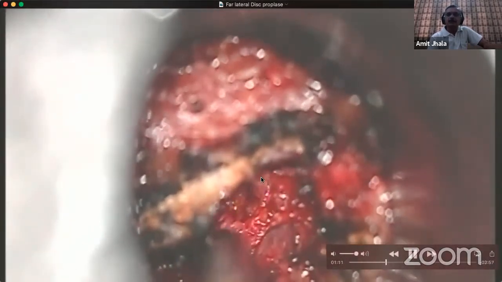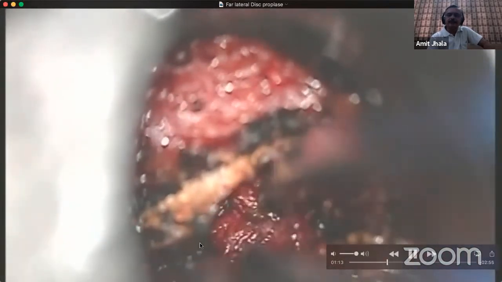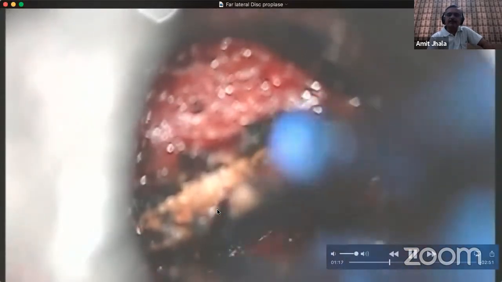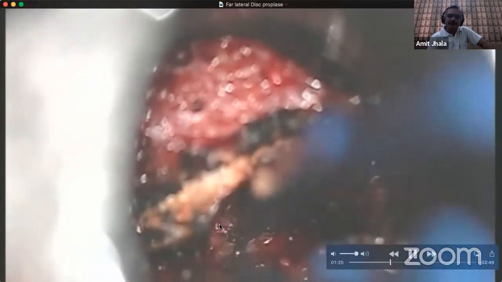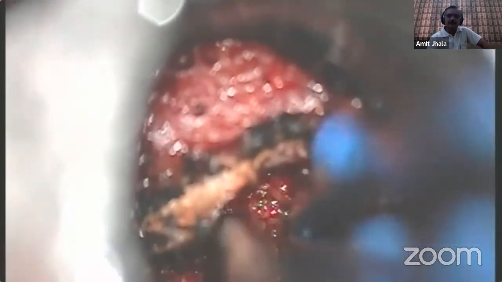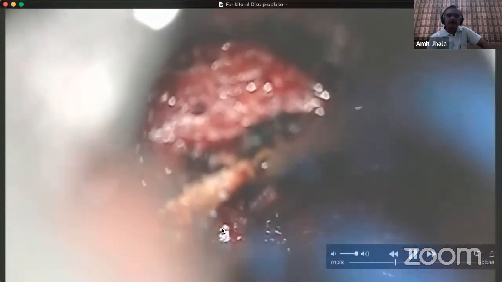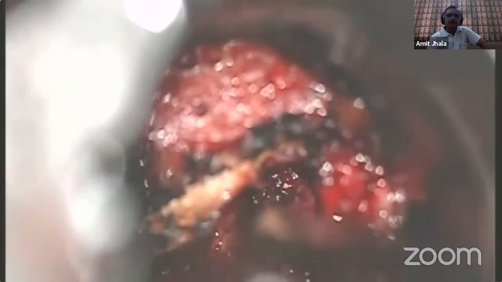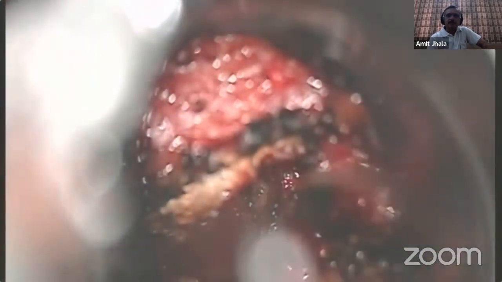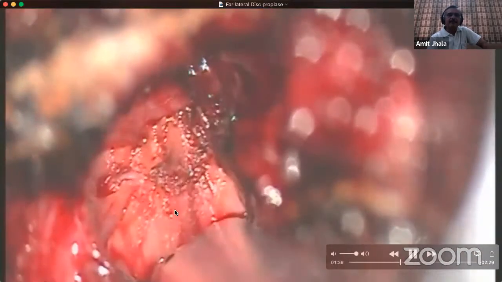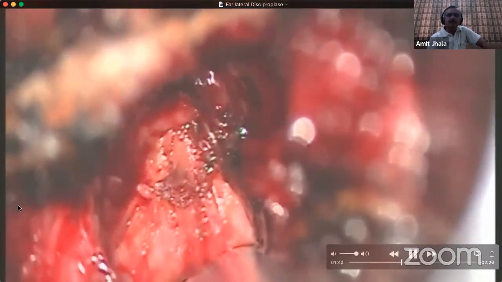Once you are there, there is usually a bleeder there. So it's always better to dissect and coagulate the bleeders which come at this angle preemptively. And then once you explore there, this is one of the safest zones where you don't damage the exiting nerve root. And that's the disc which is there. And that's a high magnification now.